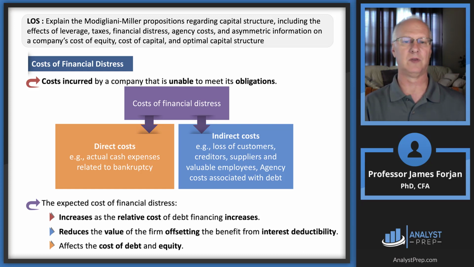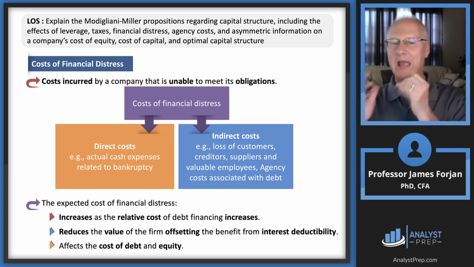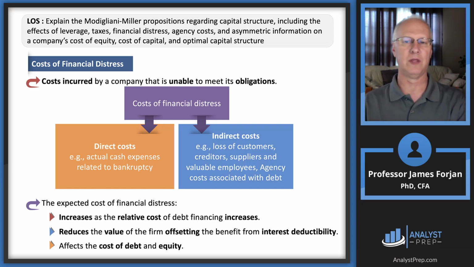So direct costs, these are easy. Direct, actual cash expenses related to bankruptcy. I remember when I first learned this back in graduate school, my professor just looked at us and said, when you declare bankruptcy, you don't do it by yourself. You have to hire a bunch of lawyers. And so I've always just thought of, okay, lawyer fees and court fees, whatever those are direct costs. But the way more interesting component of this are the indirect costs.